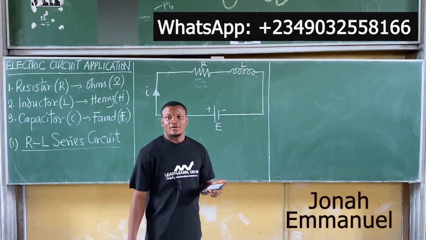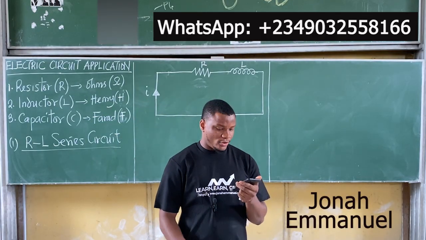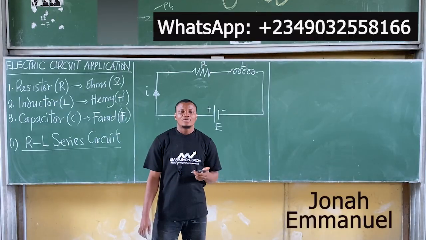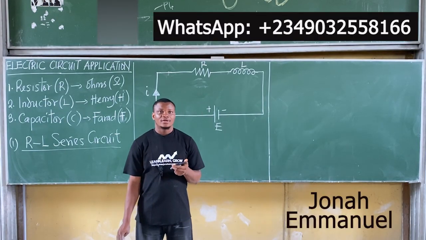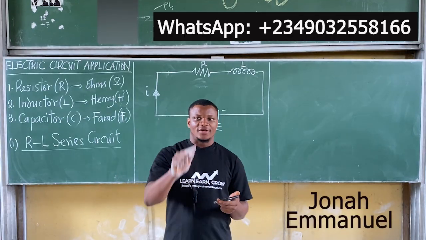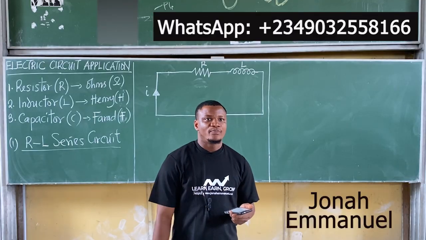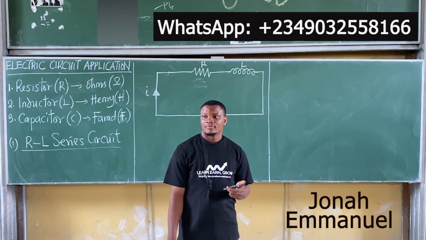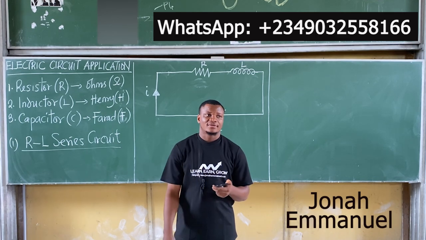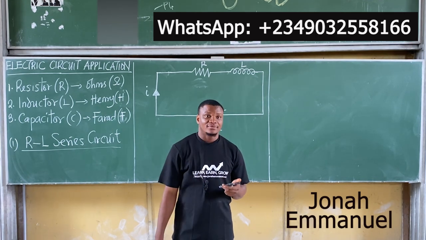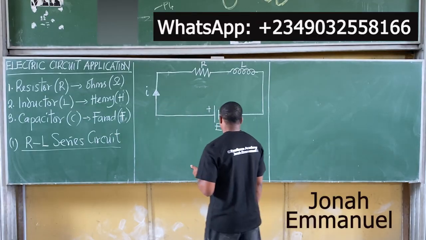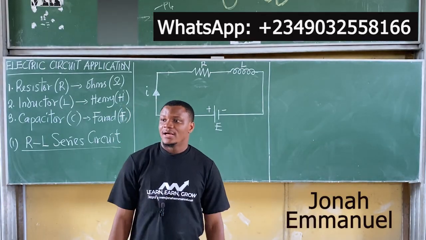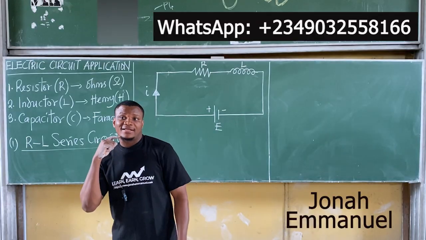Where the battery or generator produces a voltage V in volts and a current I in amperes at any time t, small t.